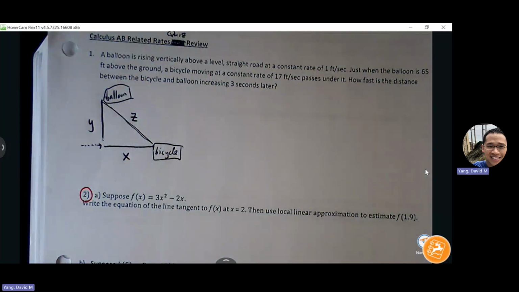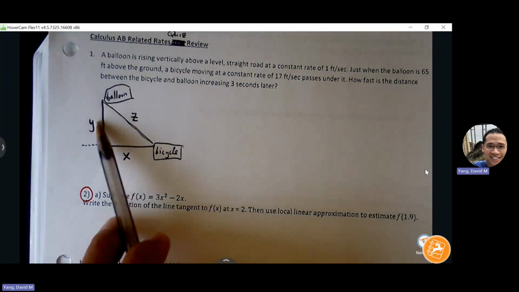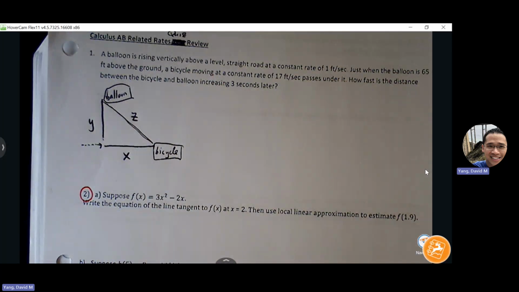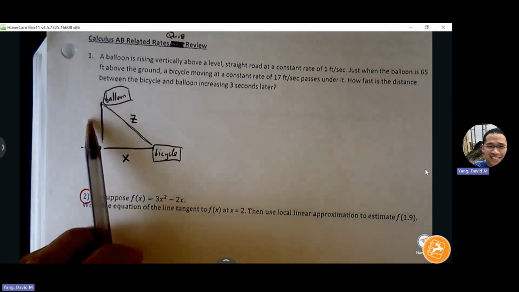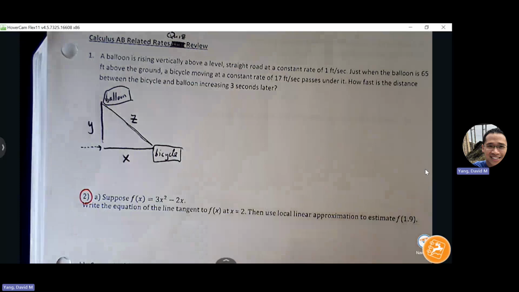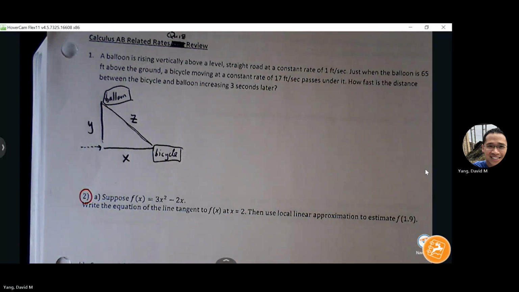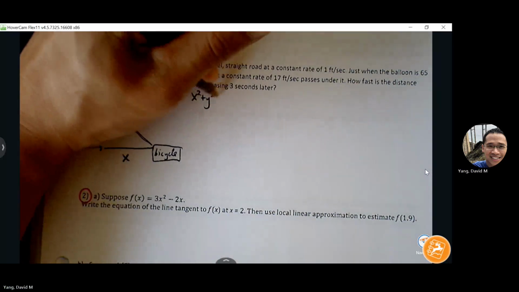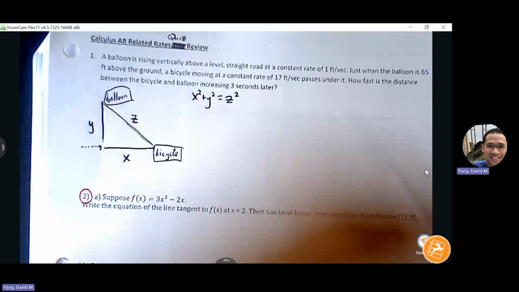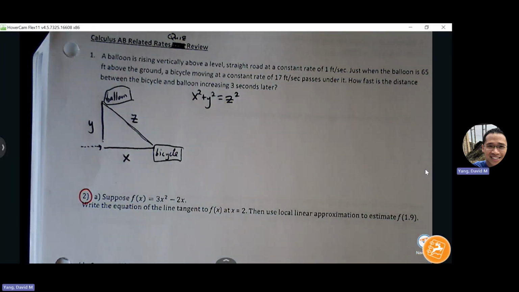Do we have any constants in this problem? Are any of those staying put the entire problem? Rate of 1 foot per second. Yeah, the rate is constant, but are the distances X, Y, and Z staying constant? They will keep increasing, right? The bicycle will keep moving further away, the balloon will keep moving up, and the Z will continually change. Okay, so Pythagorean theorem, right? We find our derivative. Every variable gets a time variable, d over dt.